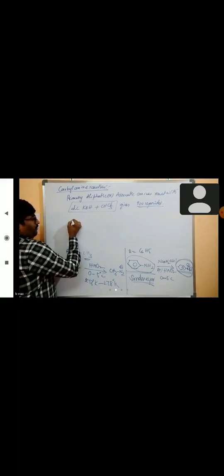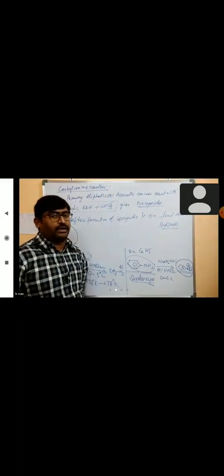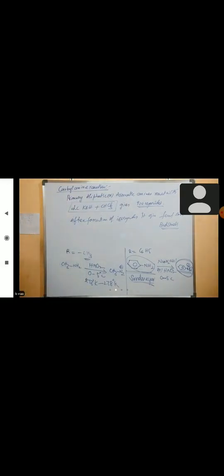After formation of isocyanides, they give a foul smell, otherwise a bad smell. This is one of the identification tests for primary aliphatic and aromatic amines. Primary aliphatic and aromatic amines react with alcoholic KOH and chloroform to give isocyanides. These isocyanides have a foul smell, so that we can determine primary aliphatic and aromatic amines.